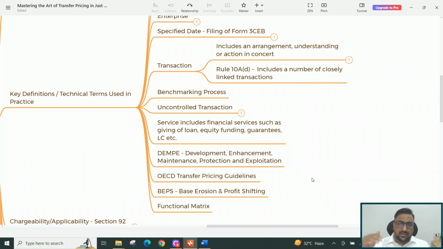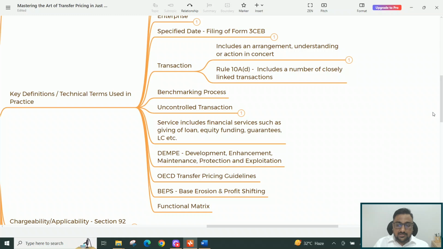BEPS is an entire project, which contains many action plans. There are 13 to 14 action plans under BEPS, and under each action plan the countries identified those areas, and then each and every country has to take action on implementing that entire project, so that there is a harmonious relationship between all the major countries in the world. And then after this you will also understand the term functional matrix.